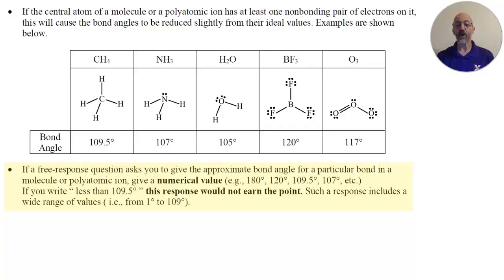Why? Because you're opening yourself up for less than 109.5 could be anywhere from 1 degree to 109 degrees. You're not being specific. So give a specific numerical value for the bond angle, not less than, because that's too vague and leads to a wide range of values. So always give an actual numerical value for a bond angle.